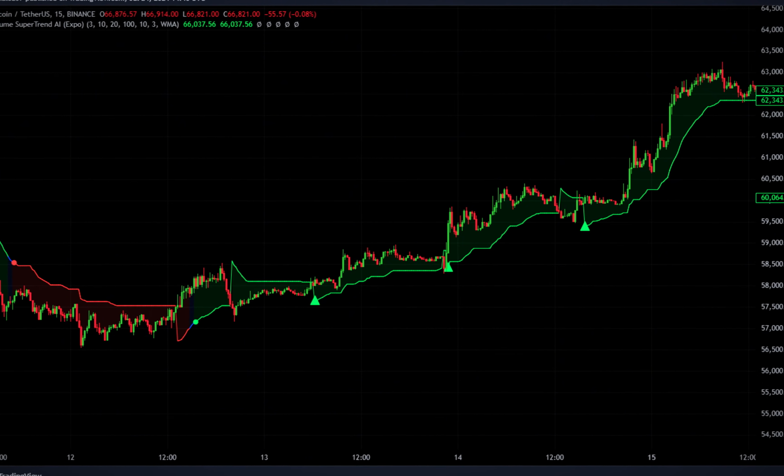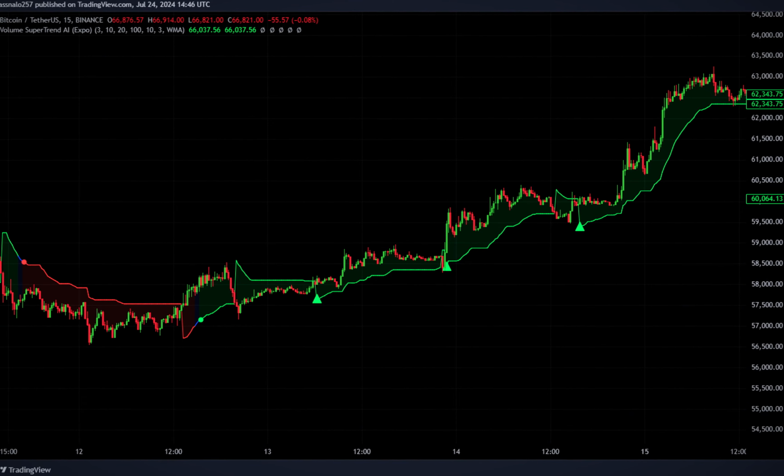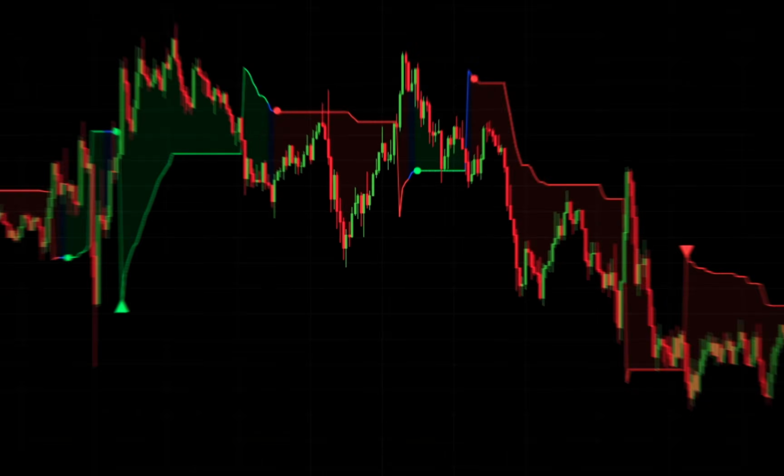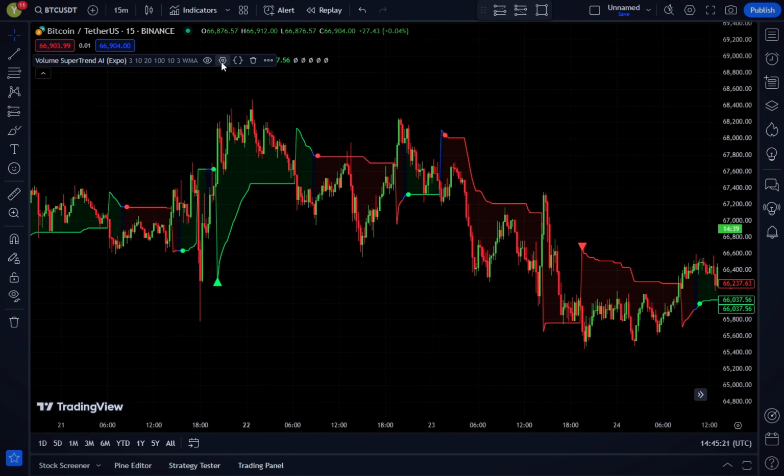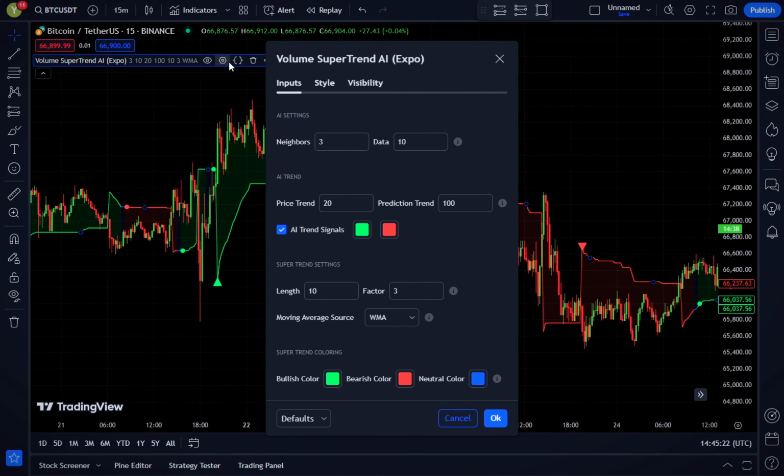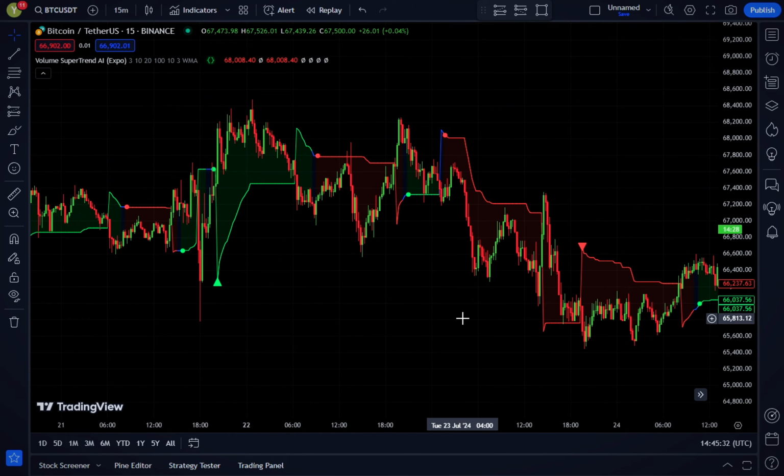Now let's move on to the settings of the Volume Super Trend AI indicator. If you go to the Settings tab of this indicator, there are many things you can adjust. For example, you can adjust the number on the price trend. For instance, if you set it to 50, the indicator will adjust the display according to the settings you've made. However, in this example, we will use the default settings for this indicator. If you haven't changed any settings, simply click Cancel.